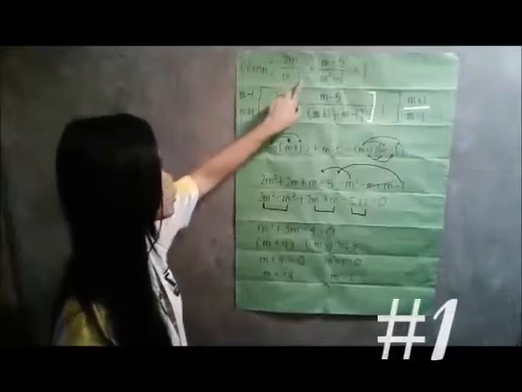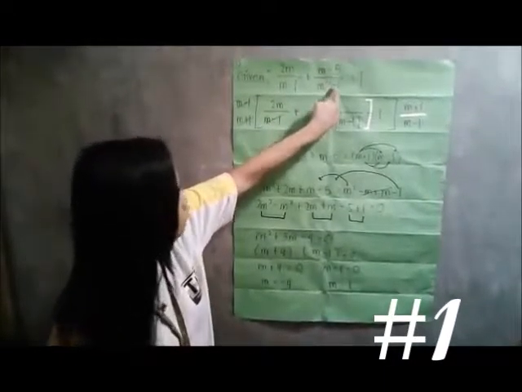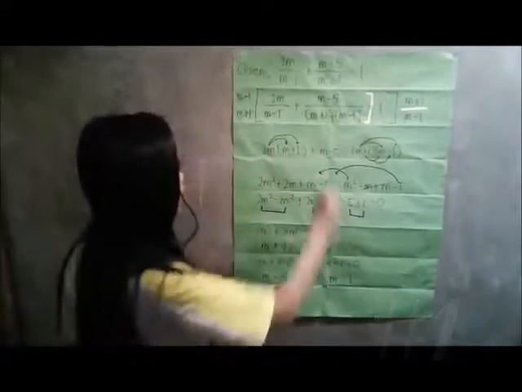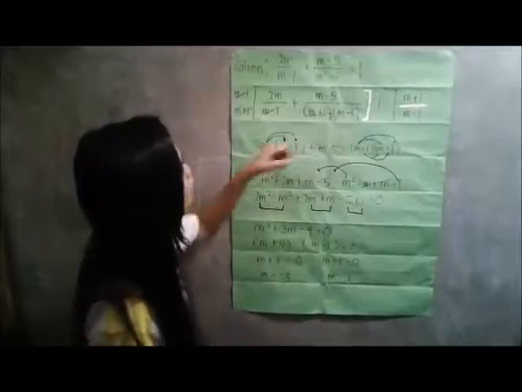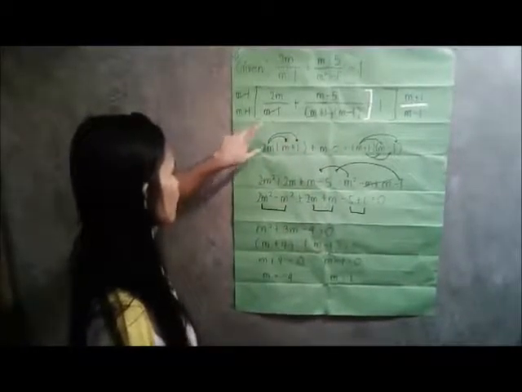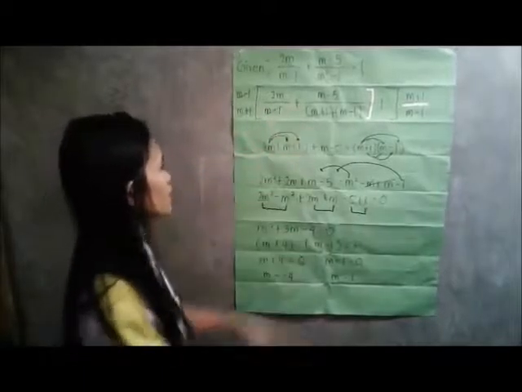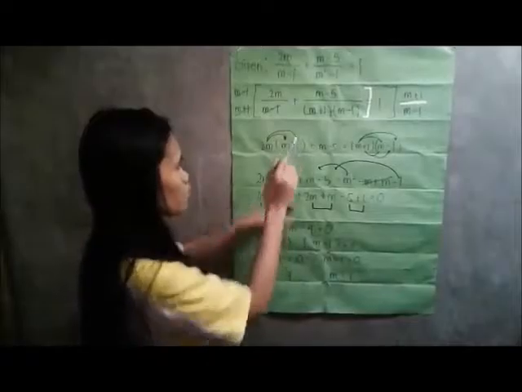2m over m minus 1 plus m minus 5 over m squared minus 1 is equal to 1. Kunin natin yung factor dito. Yung factor niya m plus 1 saka m minus 1. Kunin natin yung LCD. LCD niya m minus 1 saka m plus 1. This, ano natin to, cancel. M minus 1. Matitira na lang 2m times m plus 1.